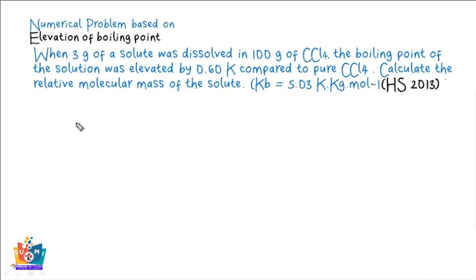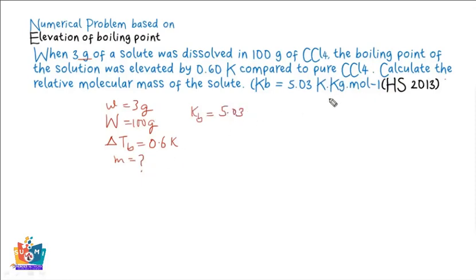Let us try to solve one numerical problem based on elevation of boiling point. When 3 gram of solute, w equals 3 gram, was dissolved in 100 gram of CCl4, carbon tetrachloride, weight of solvent 100 gram, the boiling point of solution was elevated by 0.6 Kelvin. So delta Tb equals 0.6 Kelvin. Do not convert the unit of mass and temperature. Compared to pure CCl4, calculate the relative molecular mass of solute. Small m is to be found out. Kb is given, 5.03. Do not look at these units.